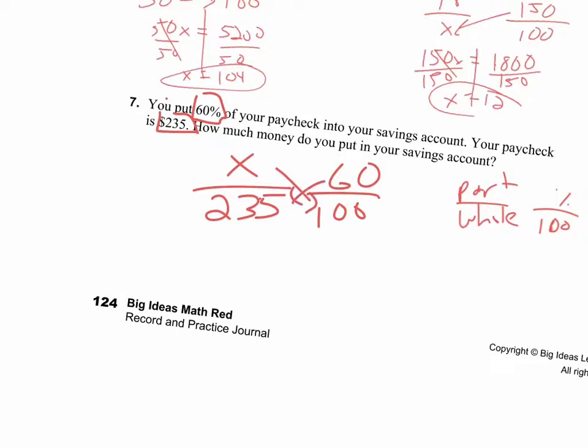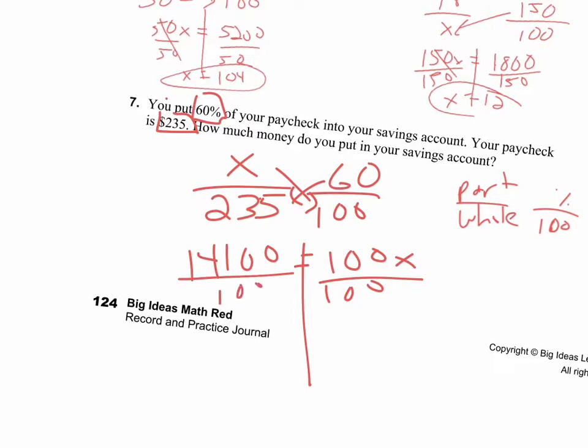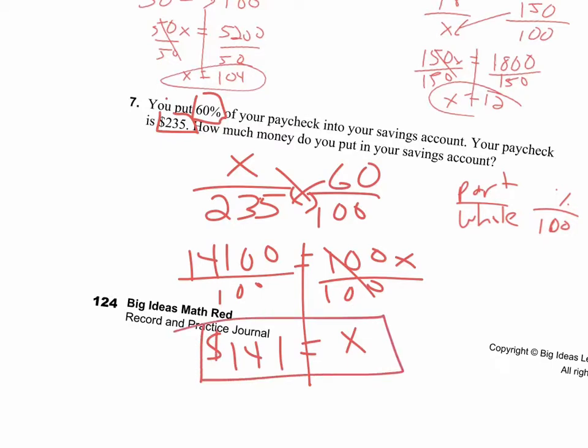And you do your cross product, so you get 100x is equal to 235 times 60. It gives you 14,100. Draw a line, divide by 100. x is equal to 141, and it's a word problem, and we're talking about money, so it's $141. All right, that is 6.3.